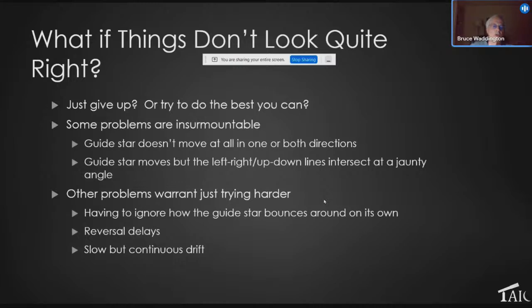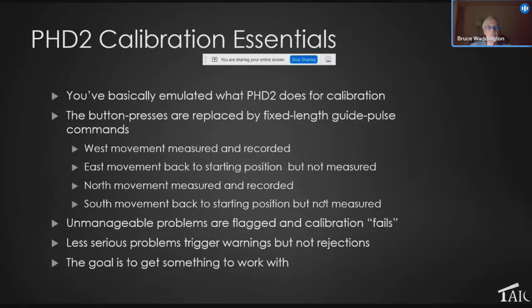But never mind, the real question is, what is the point of all this? Why am I telling you this story? It's because the process that you've just gone through is essentially the same as what PHD does. The calibration process is identical in most respects, and it's very common across all the different guiding applications that are out there. In the case of PHD, the difference is obviously you're not doing button presses, but you're sending guide pulse commands. A guide pulse command specifies a direction, and it also specifies a duration.